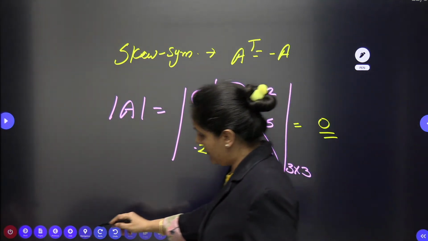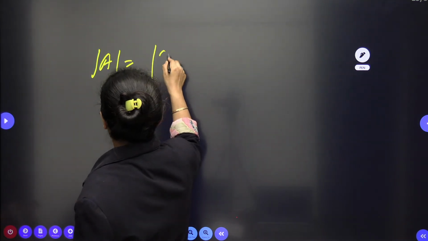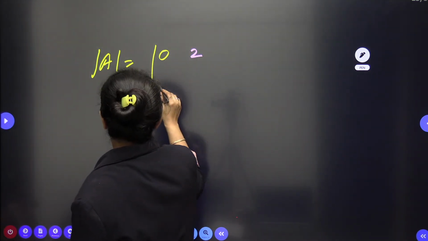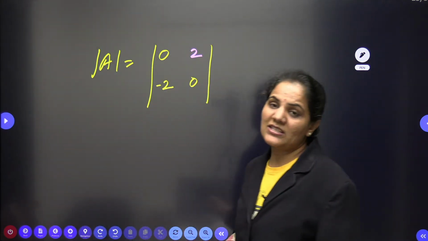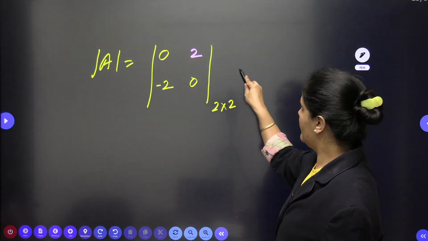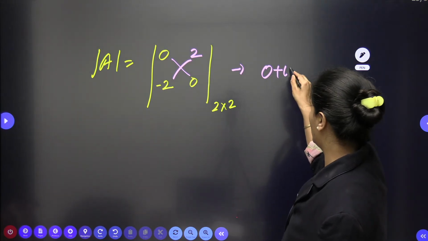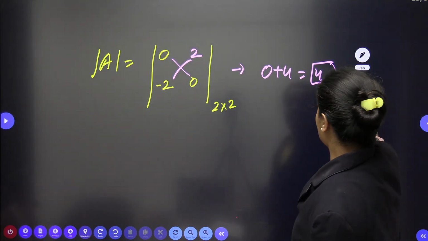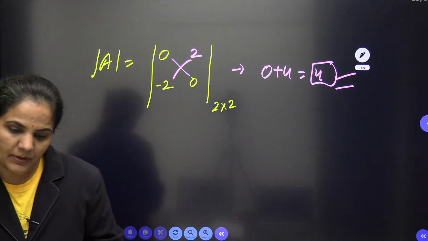But suppose I have a skew symmetric matrix of even order. So this is my matrix. This is my skew symmetric matrix of even order, because here the order is 2 cross 2. If I find the determinant here, it will be 0 minus minus plus 4. So this is 4. I can see this will be a perfect square.